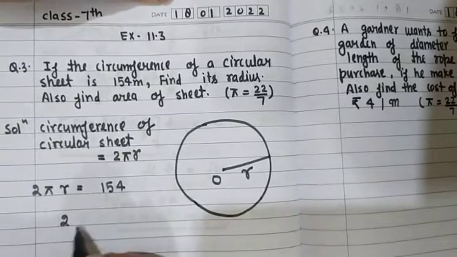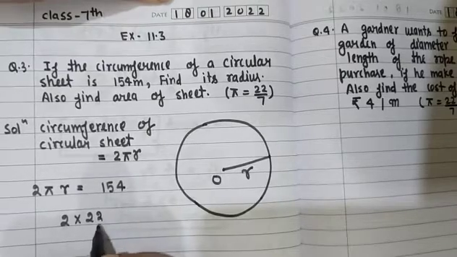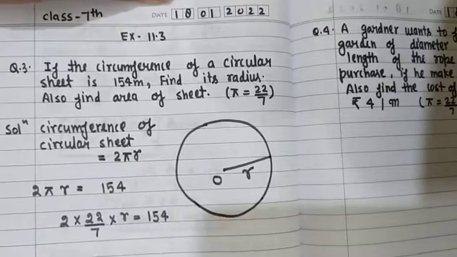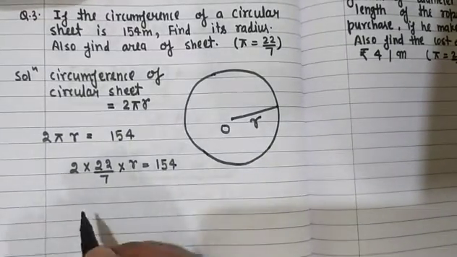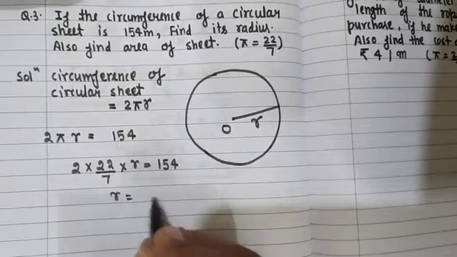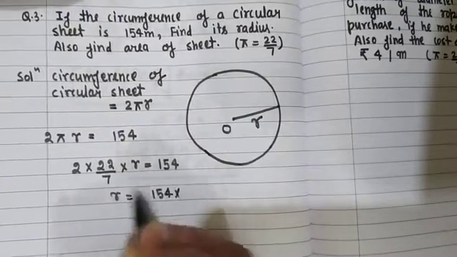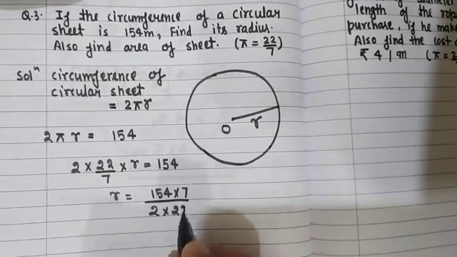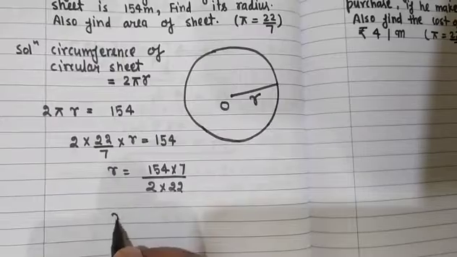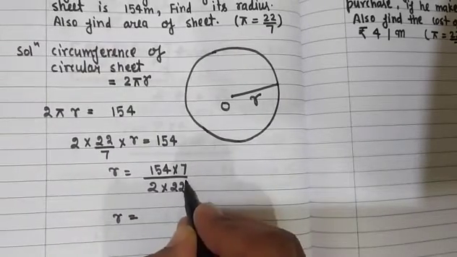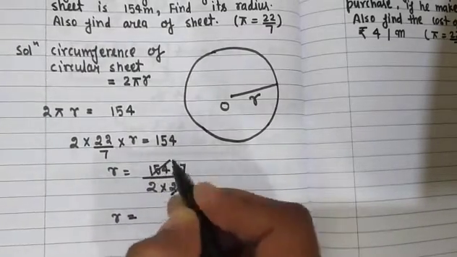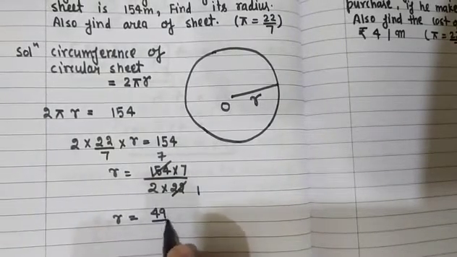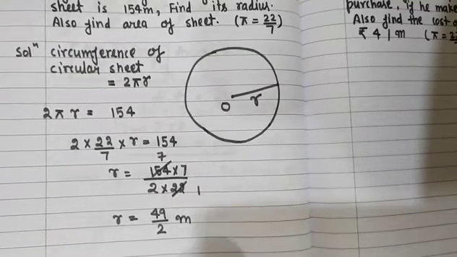So put the value of pi. This will be 22 over 7 multiplied by r. So it will be equal to 154. Now you have to find the value of r. So r will be equal to 154 multiplied by 7 divided by 2 into 22. So 22 1 ja 22, 22 7 ja 154. So r is equal to 49 divided by 2 meter.